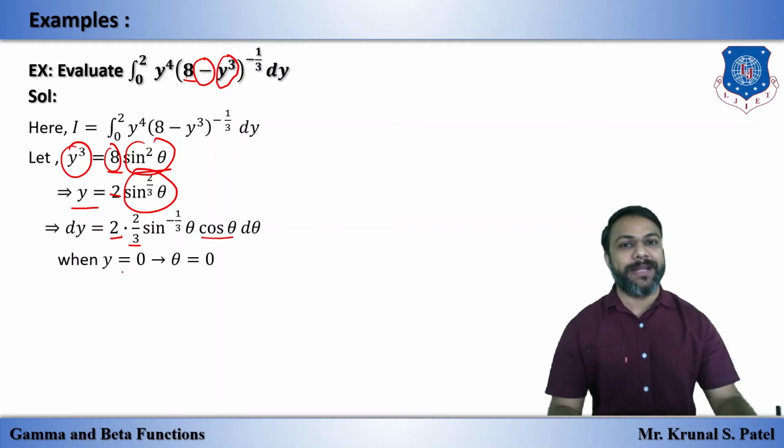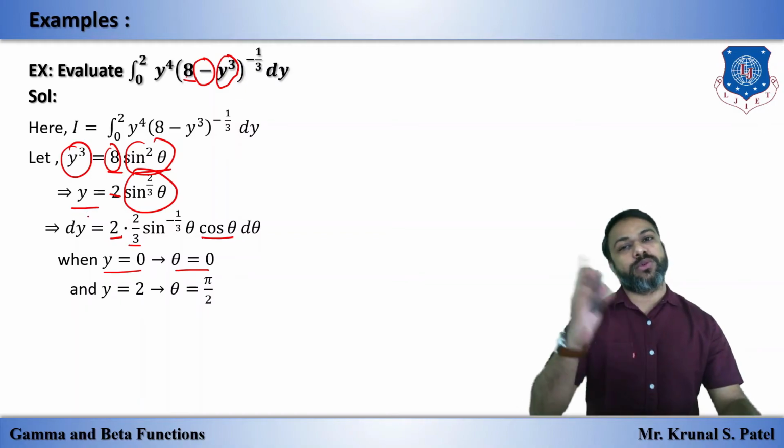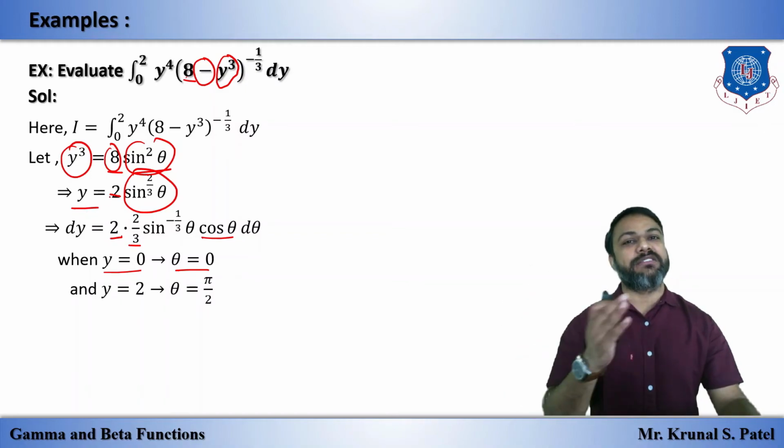By changing the limits, when y is equal to 0, theta is 0; when y is equal to 2, the 2s cancel out. So it is 1 raised to 3 by 2, which is 1, and sine inverse 1 is pi by 2.